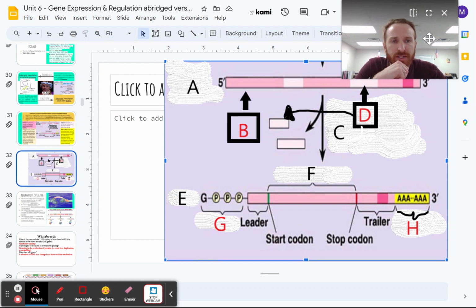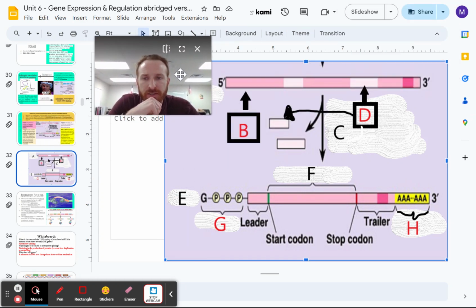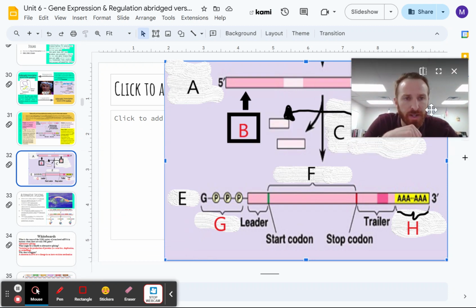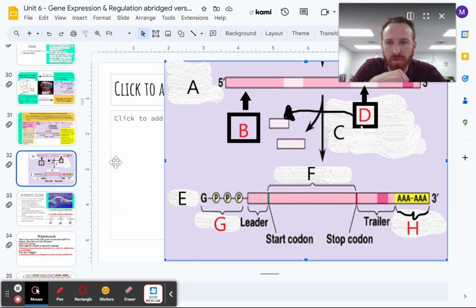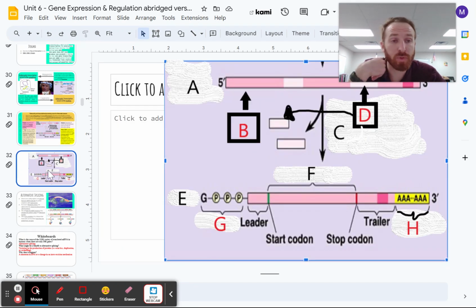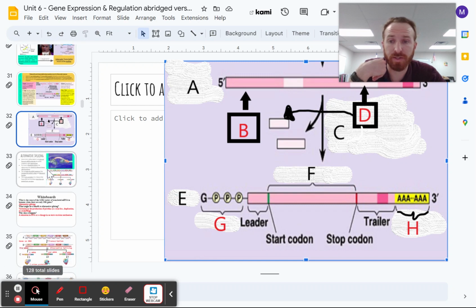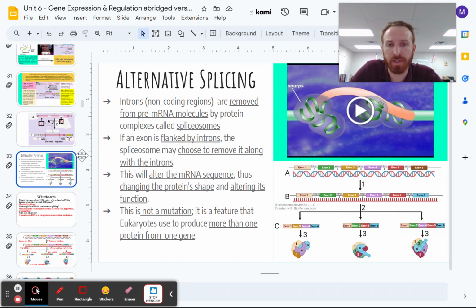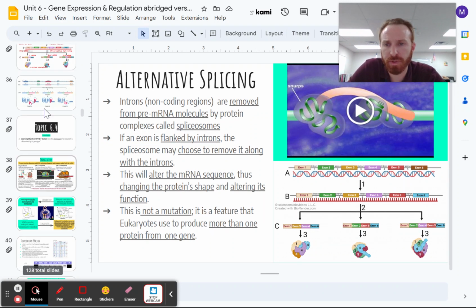And if you look at this diagram here, there's a bunch of things to fill in, right? But essentially, I don't have those all right here. You can go back to this picture and you can see where each of those letters coordinates with the things on the previous screen. And here's what I was talking about with alternative splicing. Okay. Let's see what else.